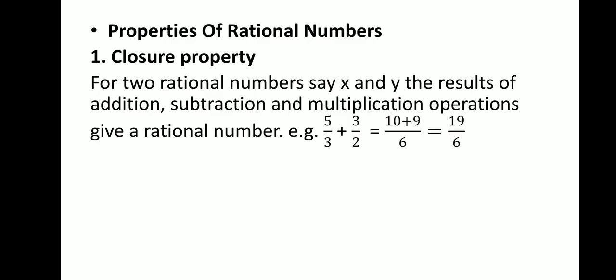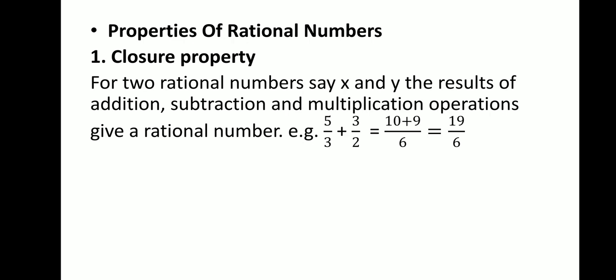Or if I am doing the multiplication of any two rational numbers, the result should be a rational number. In all these three cases, if I am getting the result as rational numbers on addition or subtraction or multiplication of the given rational numbers, then we can say that rational numbers are closed under addition, subtraction and multiplication.